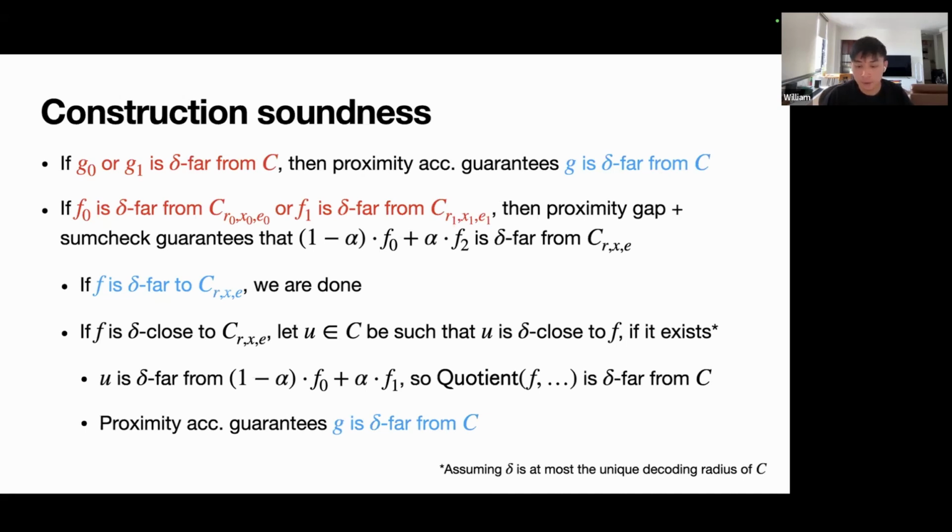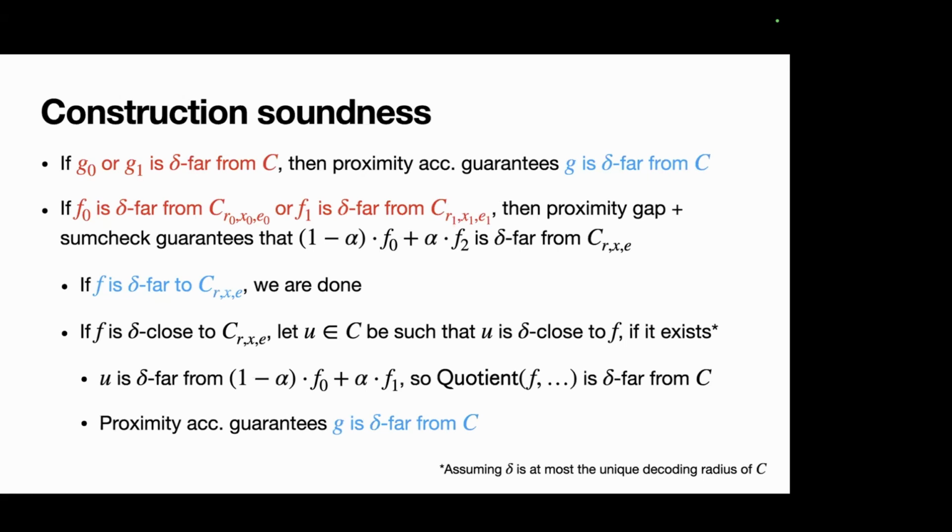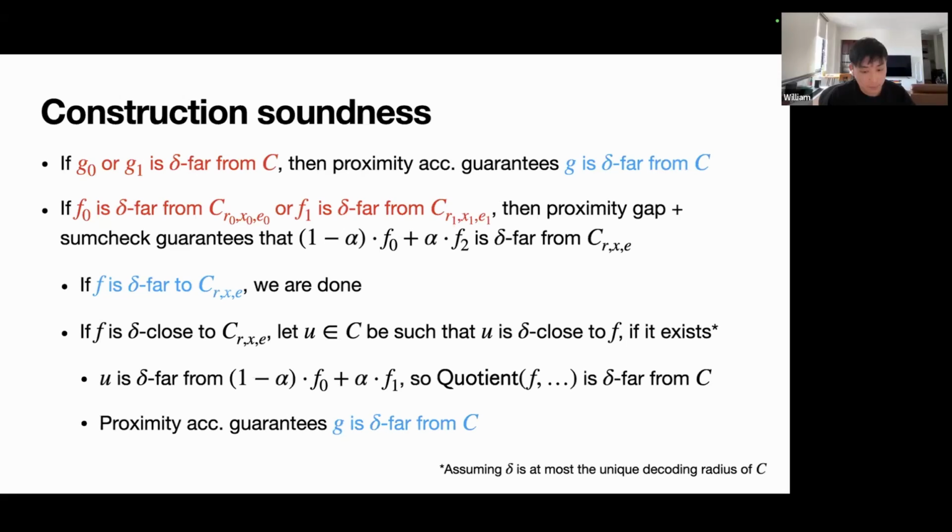Okay. Sorry, I have a question. Regarding this proximity gaps with respect to this subcode of R0, X0, E0 using sum check, in that case, do you still have the same bound as a regular Reed-Solomon code, like the Johnson bound, or is it actually the same bound that, for example, BaseFold has, which is the double Johnson bound?